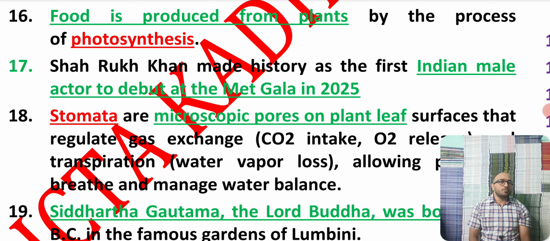Shah Rukh Khan is the first Indian male actor from Bollywood who made his debut at the Met Gala event in 2025. He made history by entering into that.